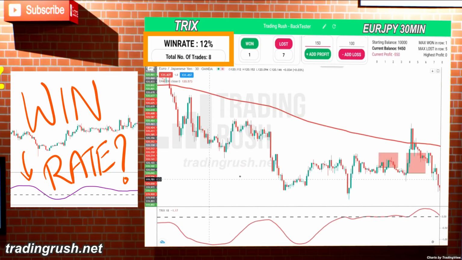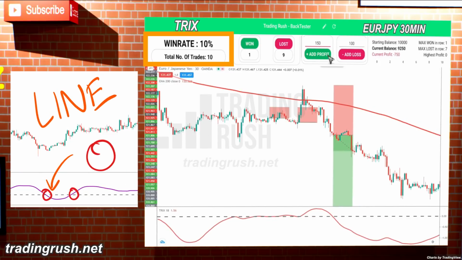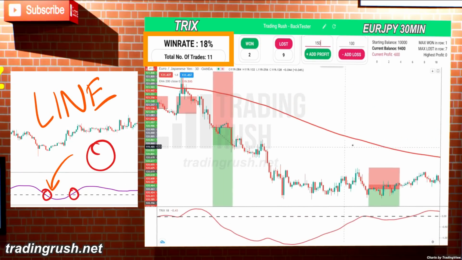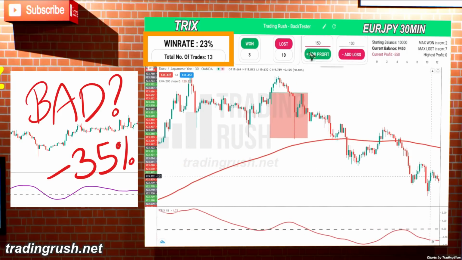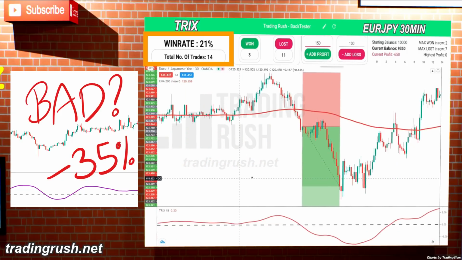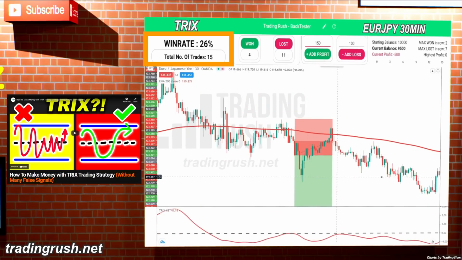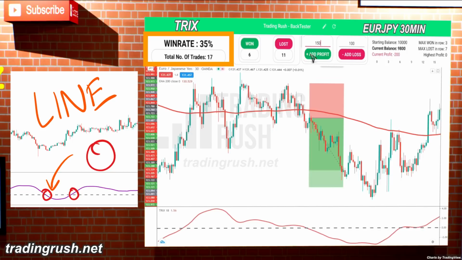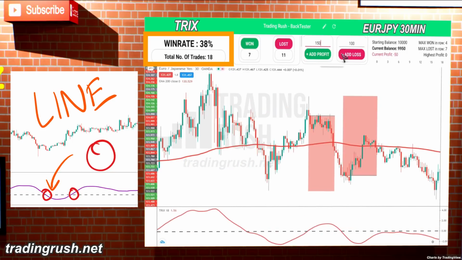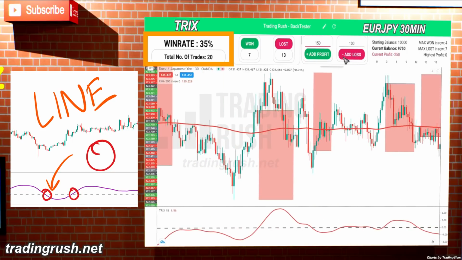Here's what happened. Since the TRIX indicator is basically a line that crosses above and below another line, you might expect it to perform badly, give too many false signals in a row. But like the title of the TRIX video said, it gives entry signals without many false signals. How can the strategy we created using this one simple line give fewer false signals in a row?